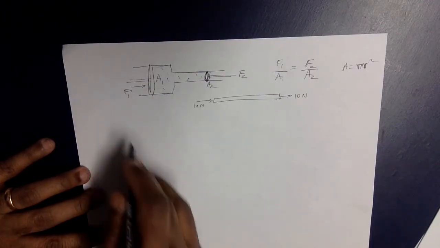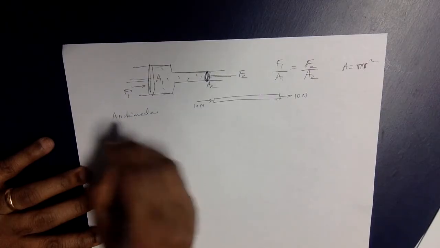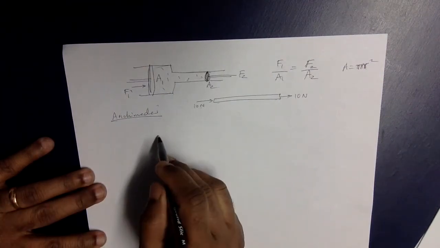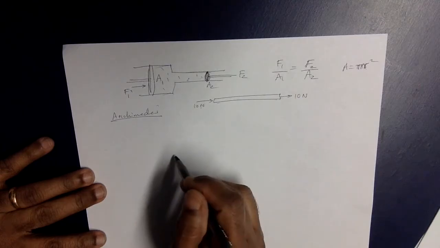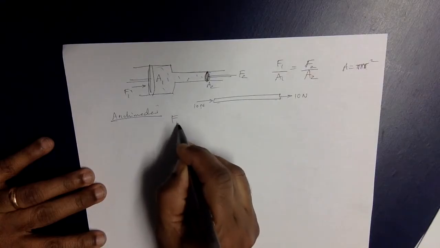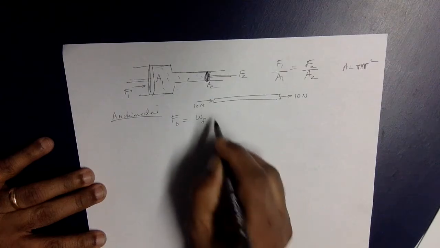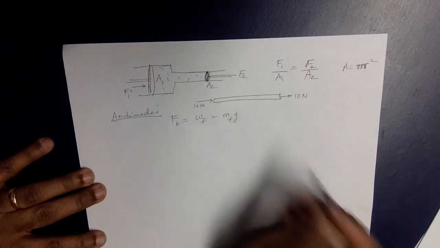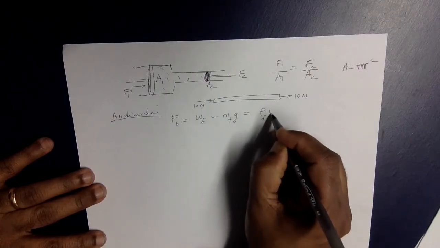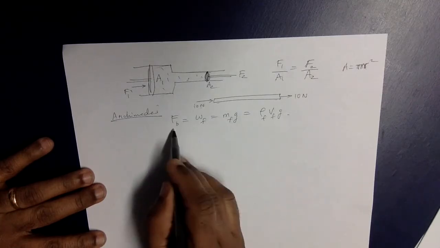And the other concept is Archimedes principle. What is Archimedes principle? Archimedes principle says if an object is partly or fully submerged in a fluid, then it experiences a buoyant force. The buoyant force is equal to the weight of the fluid displaced, which is equal to the mass of the fluid displaced times gravity, which is also equal to the density of the fluid displaced times the volume of the fluid displaced times gravity. So all this is basically Archimedes principle.